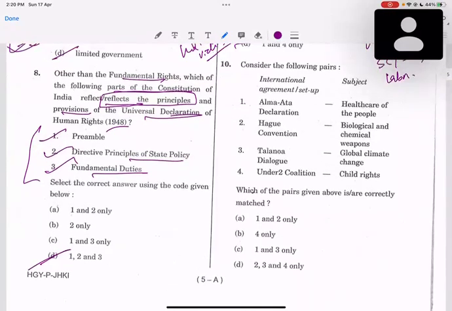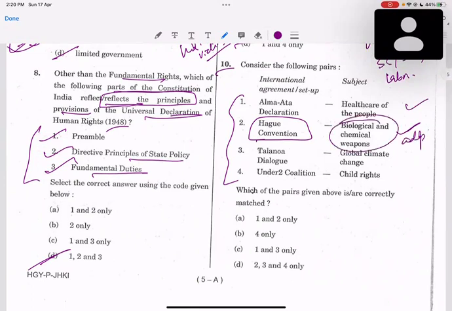All right, if you look at question 10, this should have been attempted, I would say, because all these conventions were in the news. The Alma Ata Declaration, yes, health, because of COVID it was in the news. The Hague Convention was in the news because many parents died, so children became orphans. So it was in the news because of adoption. So this is wrong; this should have been adoption. The Talanoa Dialogue, climate change issues were emerging. Yes, this is right. Even the Tadoussac collision, this was related to climate change.